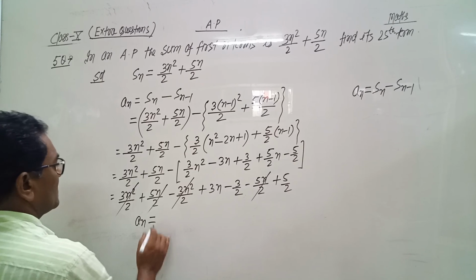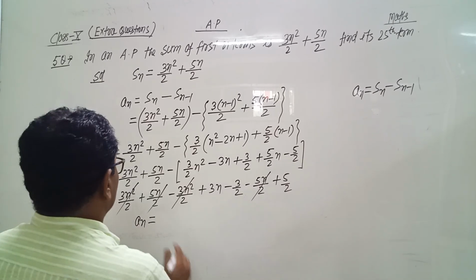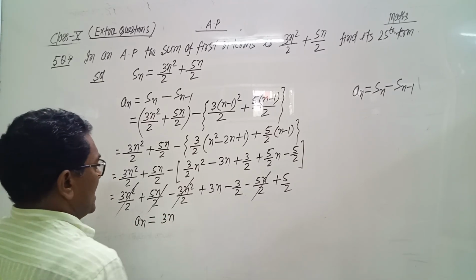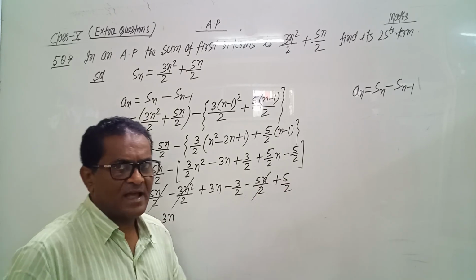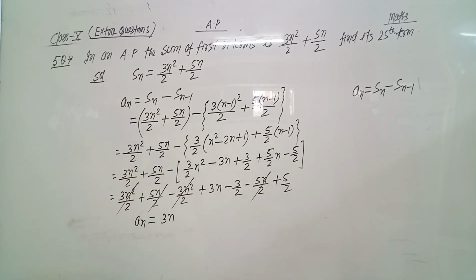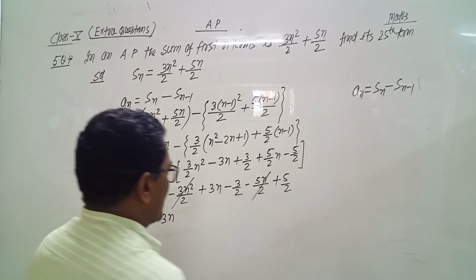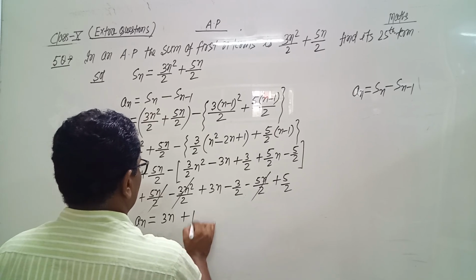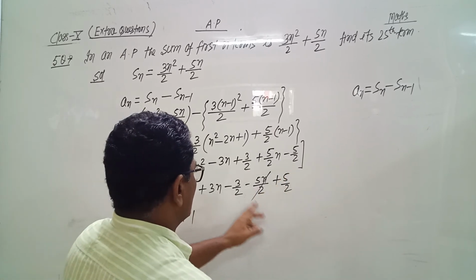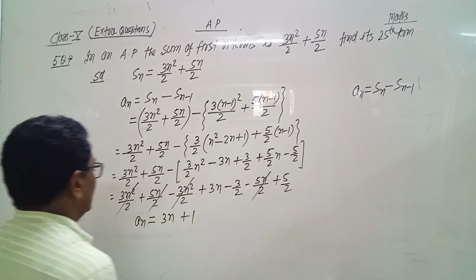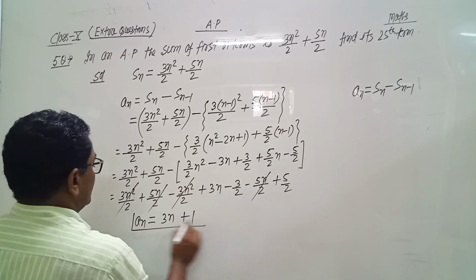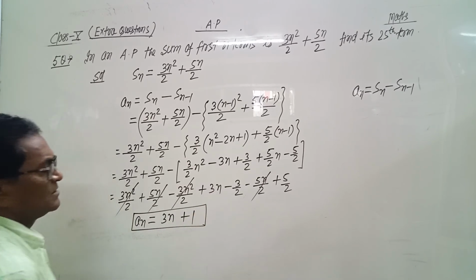An equals 3n and minus 3 by 2 plus 5 by 2. Minus 3 by 2 plus 5 by 2 comes to plus 2 by 2, which means 1. 5 by 2 minus 3 by 2, we get 1. So this is the value of An.